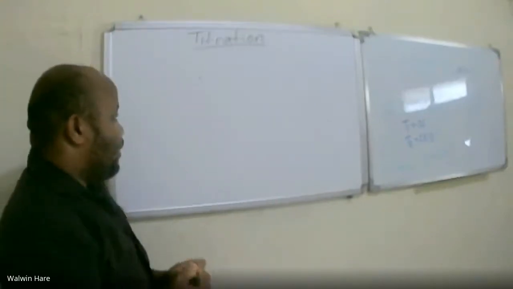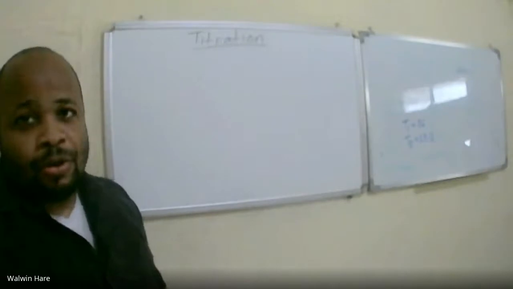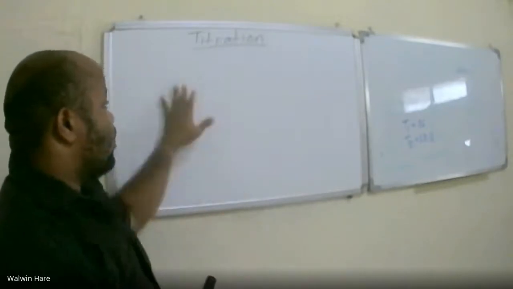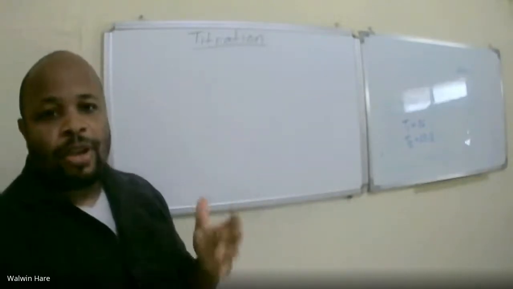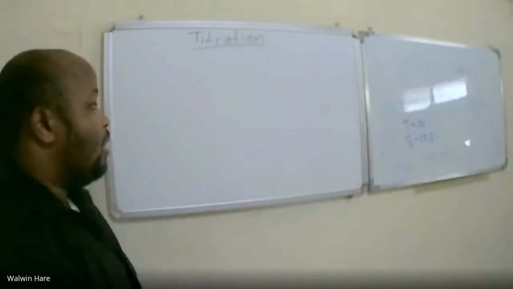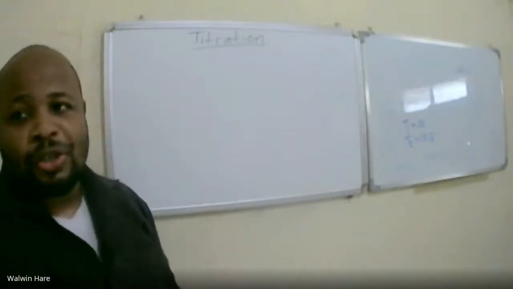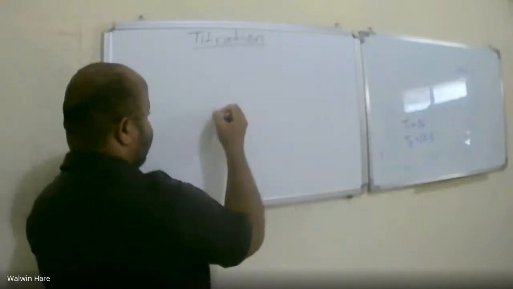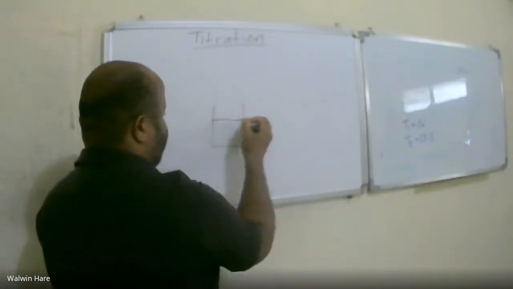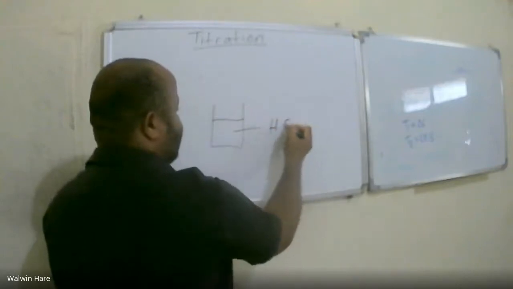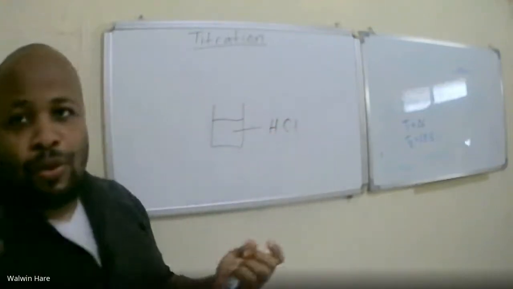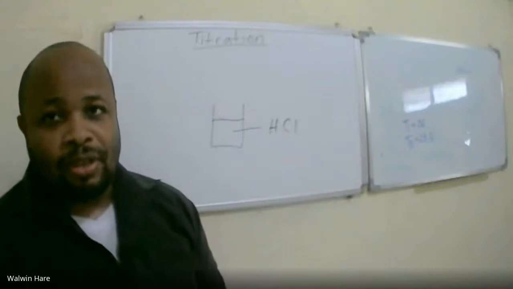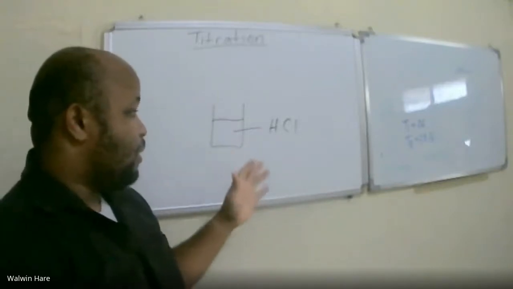Alright, so for titration, as we said before, the basic principle is that we want to find out the concentration of a solution whose concentration is unknown. So for example, if you have some hydrochloric acid, and we don't know the concentration of it, we can do a titration.